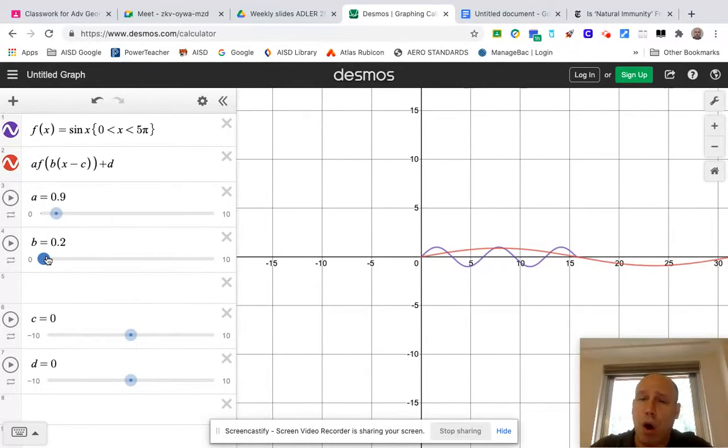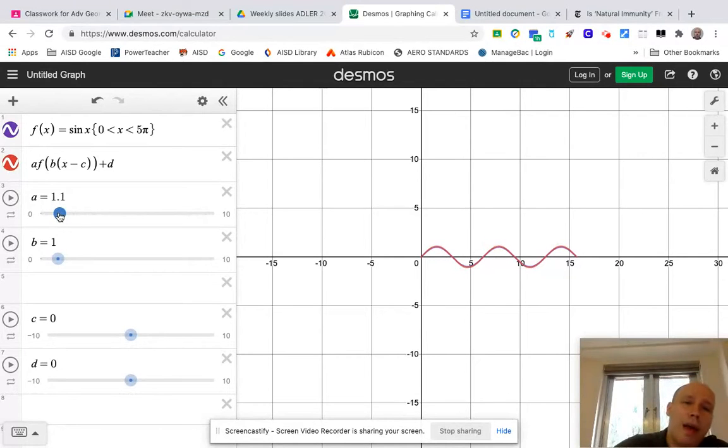So with the horizontal stretch, we say that's a factor of 1 over b. I'll put that in the notes. It seems like the opposite, but no. Okay, let's move back to 1 once again. So if b equals 2, we say there's a horizontal stretch by a factor of a half. But if we move b to a half, like 0.5, we say there's a horizontal stretch by a factor of 2. Okay, let's move this back to 1.